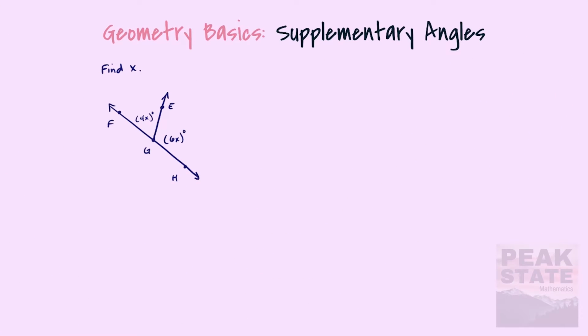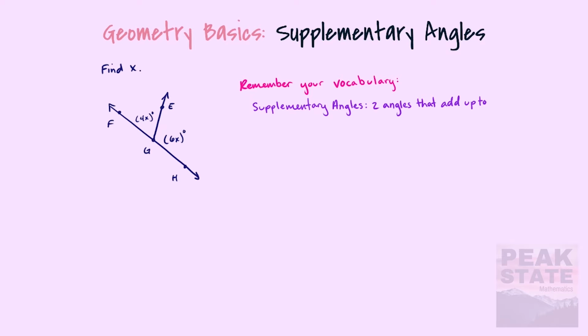Welcome back to Peak State Mathematics. Taking a look today at our supplementary angles. Remember your vocabulary. Supplementary angles is when two angles add up to 180 degrees or they form a straight line. We would call those supplementary angles. So in this case, obviously we have a straight line that's being split there by ray GE.